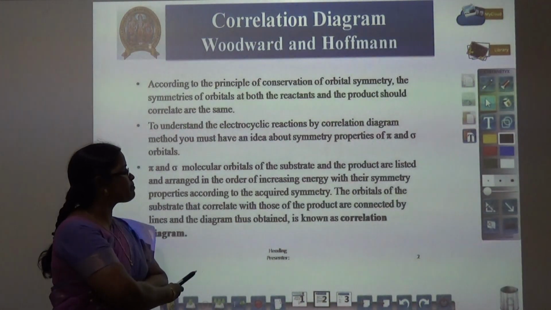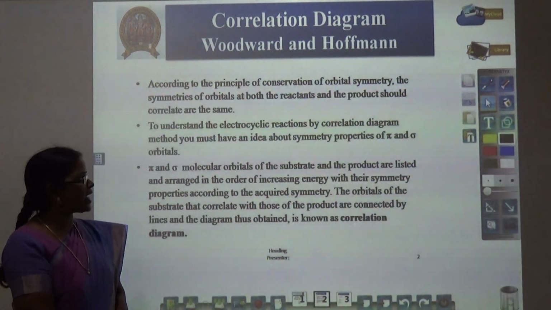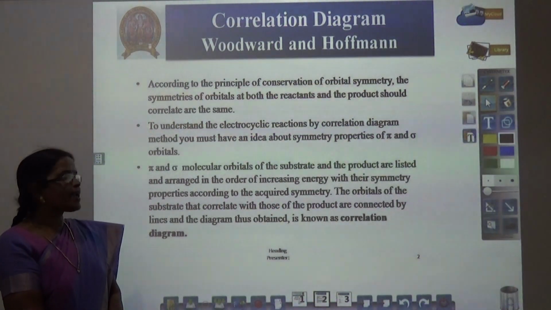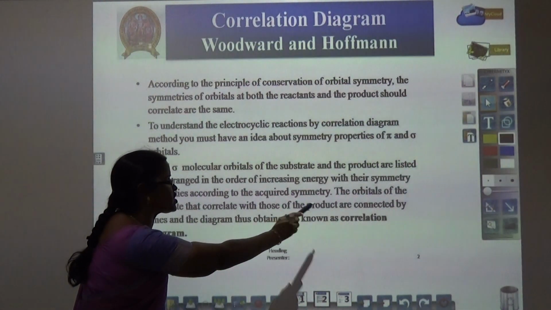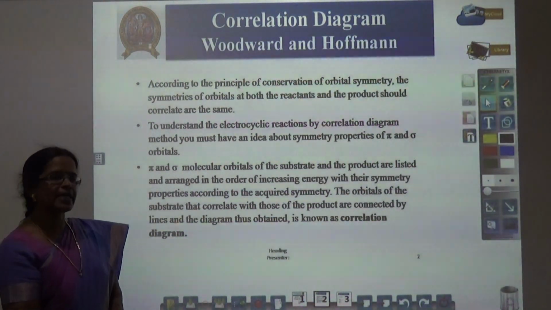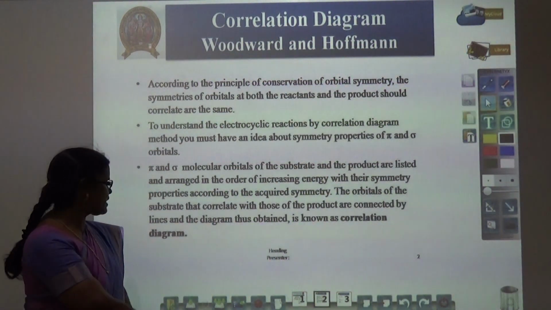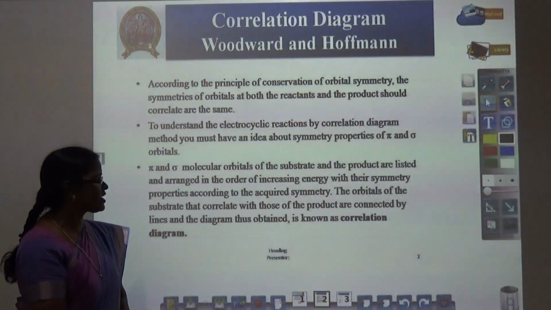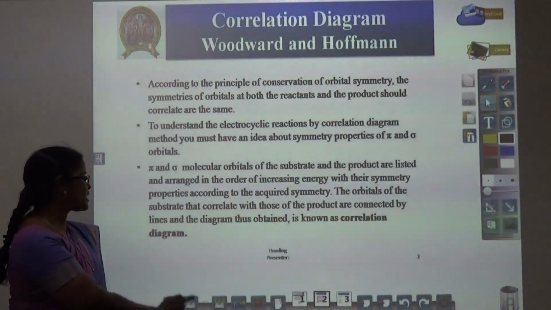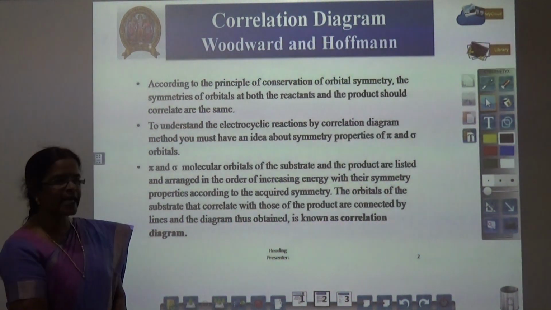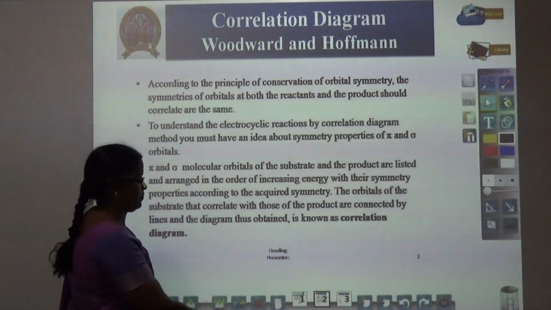So, the pi and sigma molecular orbitals of the substrate and the product are listed and arranged in increasing order of their energy, with their symmetry properties according to the acquired symmetry. The orbitals of the substrate that correlate with those of the product are connected by lines, and the diagram obtained is known as a correlation diagram.